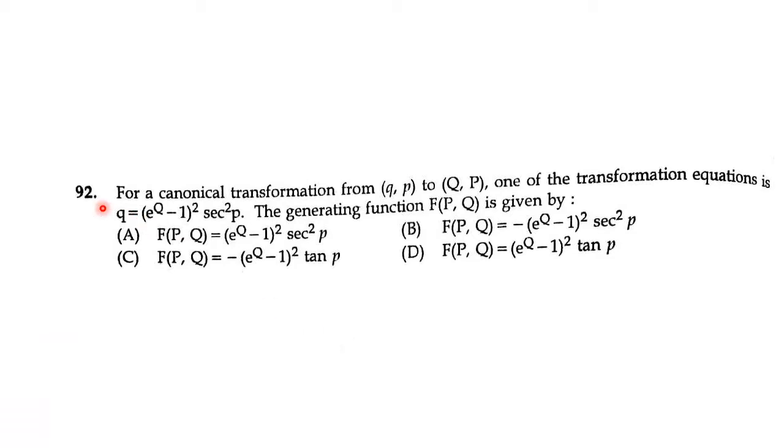Here, question number 92: for a canonical transformation from the old coordinates q, p to the new coordinates capital Q, capital P, one of the transformation equations is given. It's small q equal to (e^q minus 1) whole squared times secant squared small p. The generating function F4(P, q) is given by which one of the following? That is the thing we are going to do now.